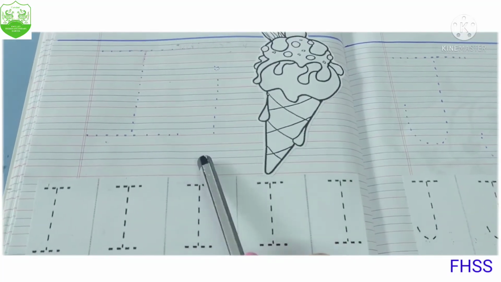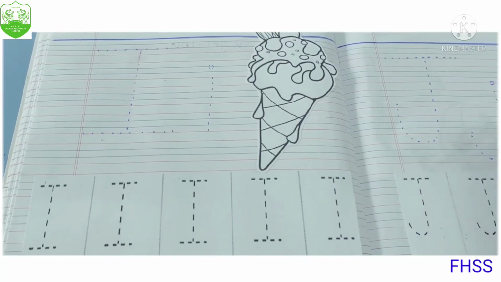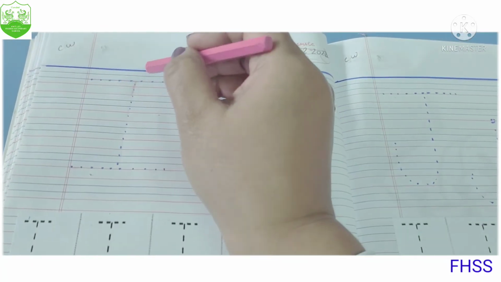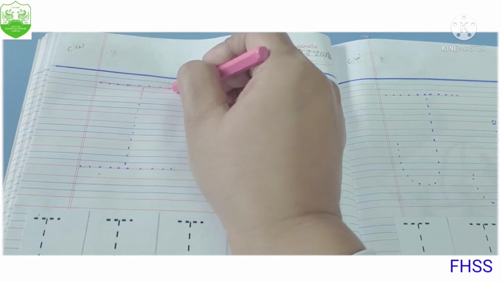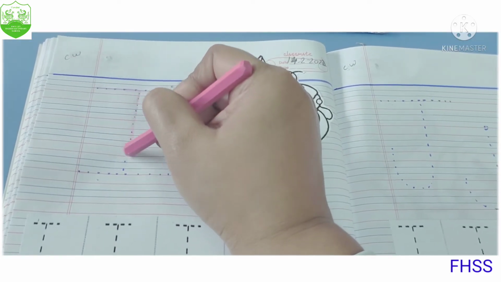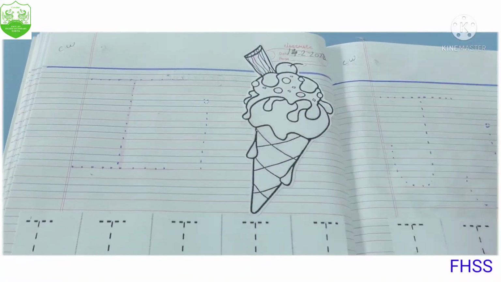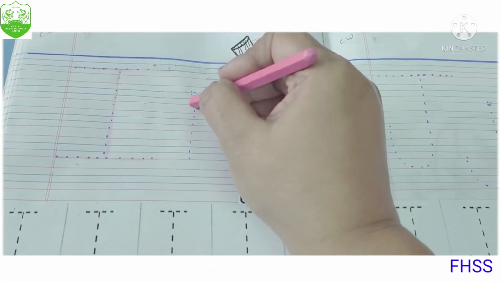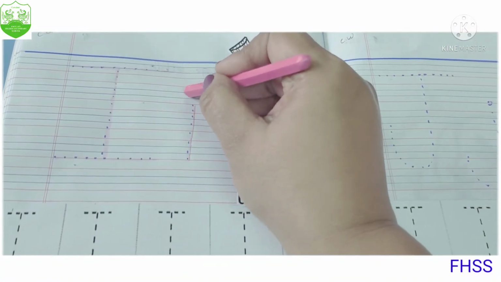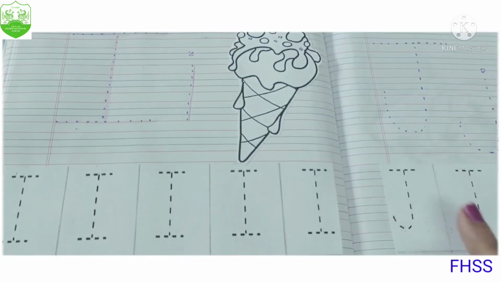Big I, small I. Now children, we will trace it first with color. So first one sleeping line, then one more standing line, again here one sleeping line. So this is big I. For small I, one standing line and a dot. Now let's try with pencil.